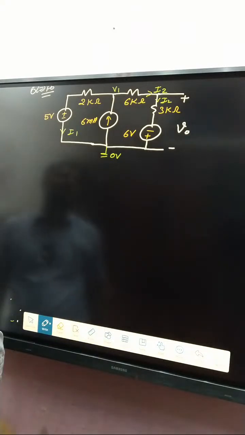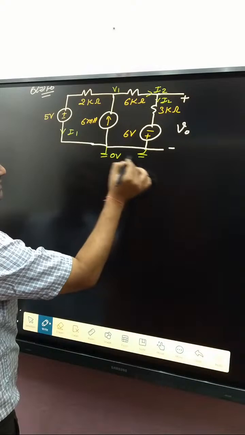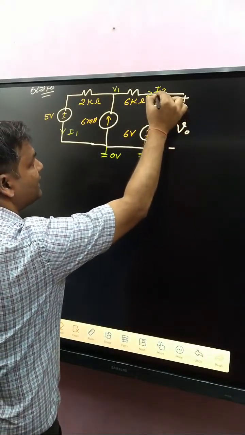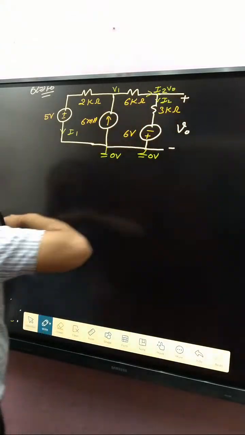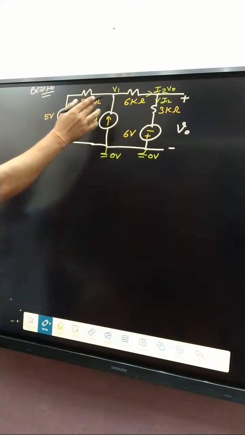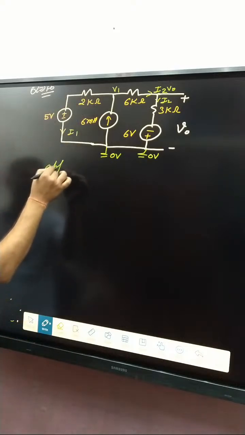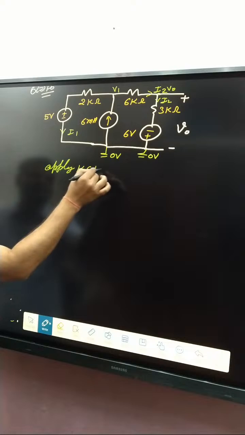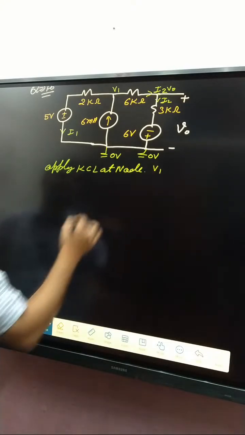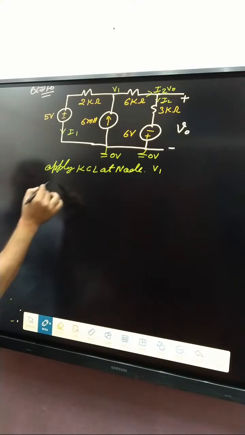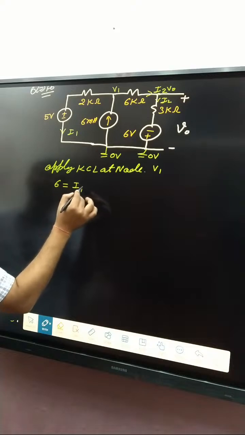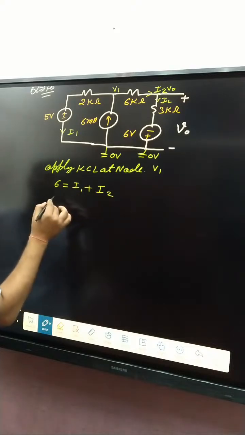If that one is 0 voltage, that is also 0 voltage, and this one is V naught, so that point's voltage is also V naught. Clear or not? After that, apply KCL at node V1.